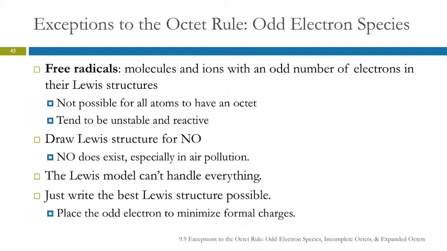Okay, exceptions to the octet rule. Of course, every rule needs exceptions, right? What if we have an odd number of electrons? These are called free radicals. And you may have heard of that.